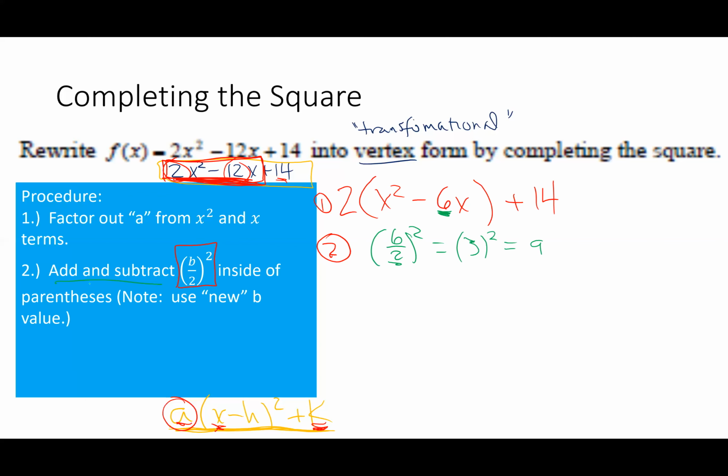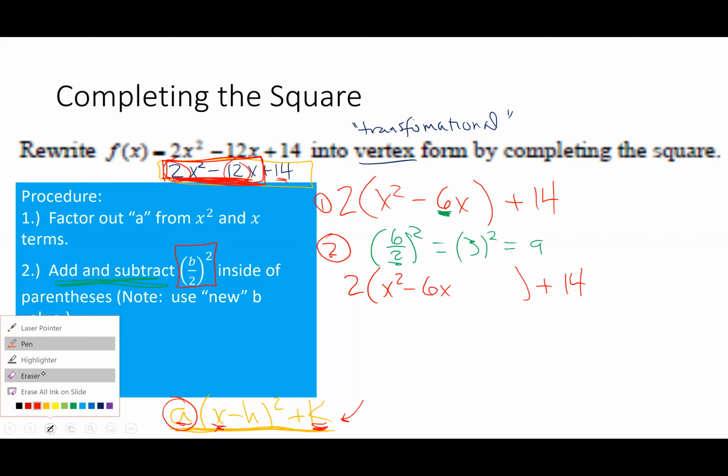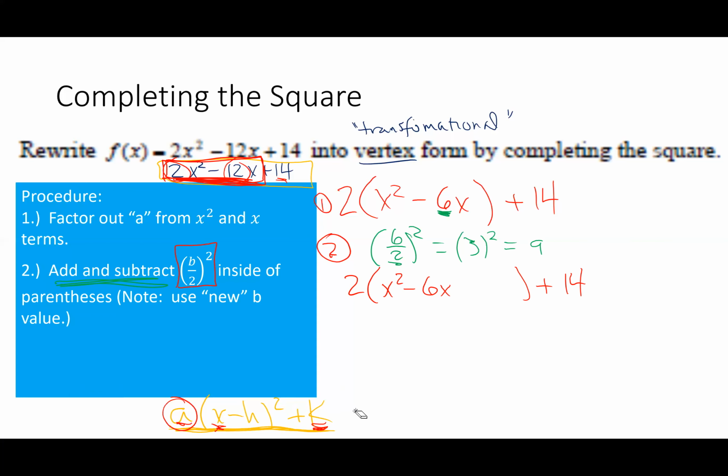Now here's what I'm going to do. I'm going to add and subtract this magic number inside of the parentheses. Why on earth am I doing that? So here's the thing. All I'm doing is taking the quadratic in general form, not changing anything about it, and getting it into transformational form. Effectively, I'm not changing any of the componentry, I'm just changing its aesthetic.